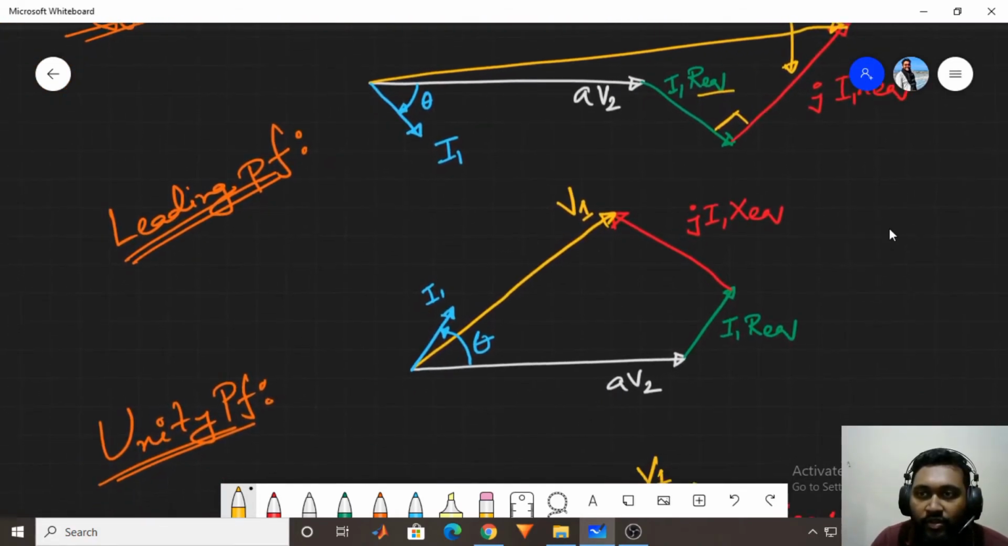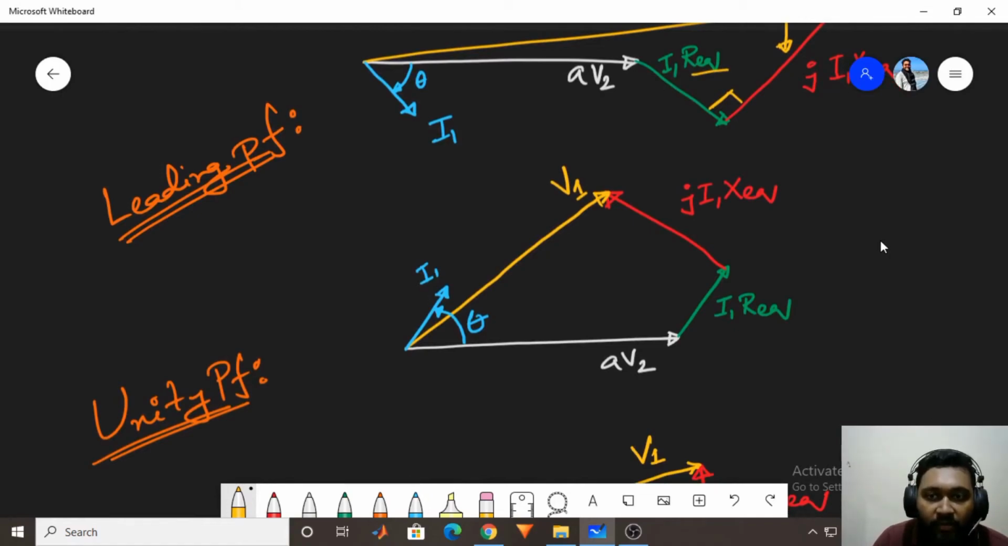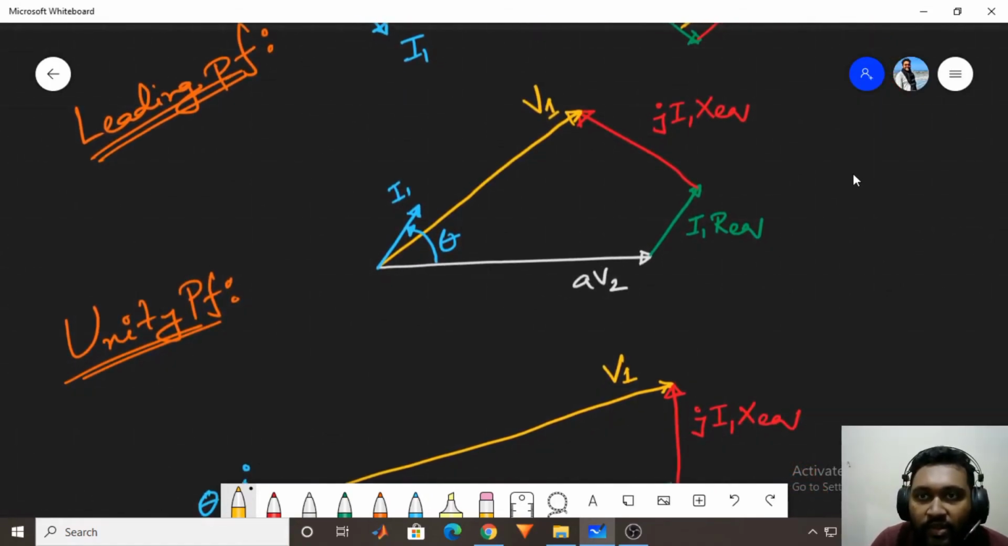The same equation we will be using for leading power factor and unity power factor. Here, as you can see, our phasor diagram for leading power factor will be like this. This is our reference aV2. Then I1 R equivalent, which will be parallel to the angle of I1, as you can see. Then this j I1 X equivalent will be 90 degrees with I1 R equivalent. So finally we draw our final result V1.